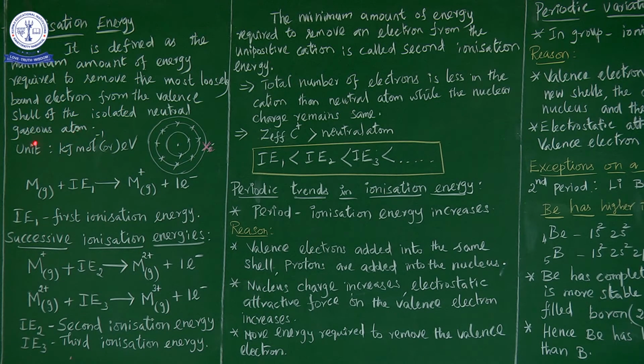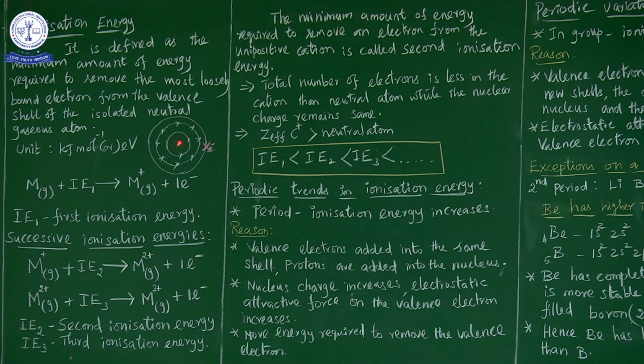The atom must be in the gaseous state, so that the separation is very easy. So isolated neutral gaseous atom: the atom must be neutral, it doesn't have any charge. It should not possess a positive or negative charge. So ionization energy is defined as the minimum amount of energy required to remove the most loosely bounded electron. Most loosely bounded electron means the electrons present in the valence shell. We assumed the atom to be spherical in shape, which we saw in the atomic radius calculation.